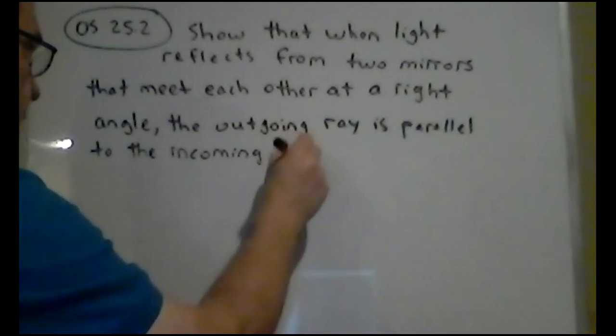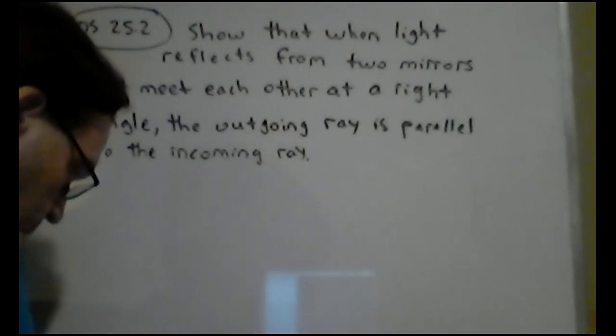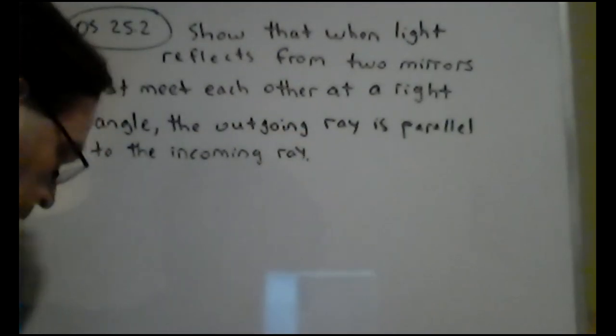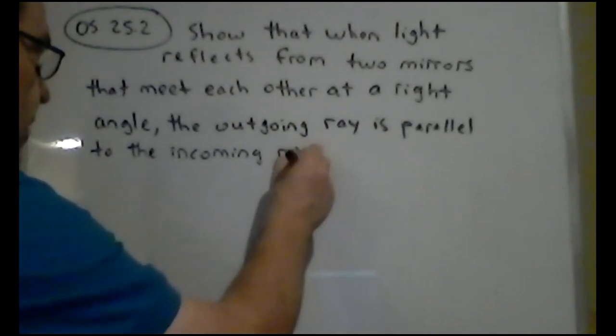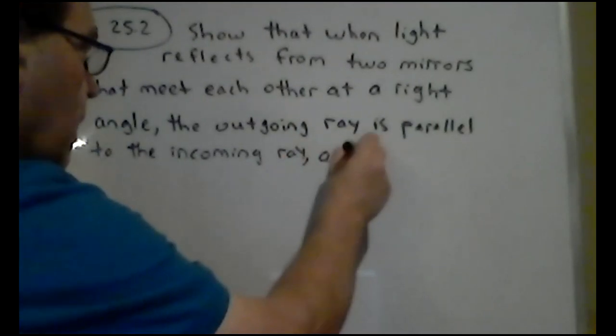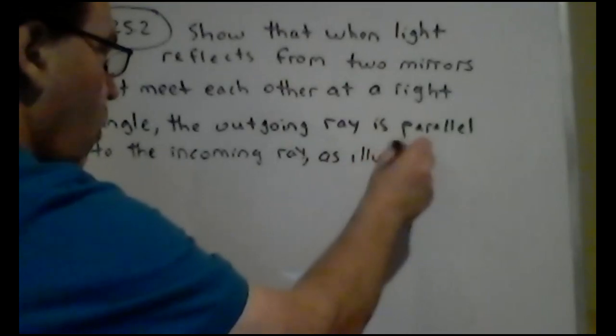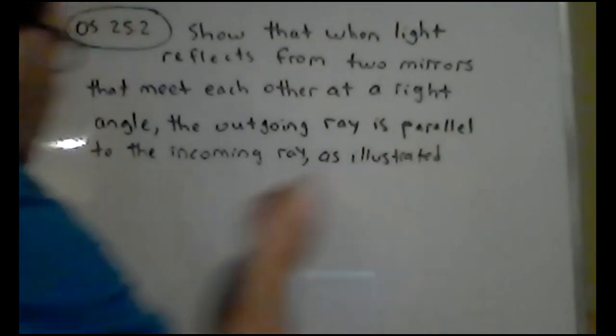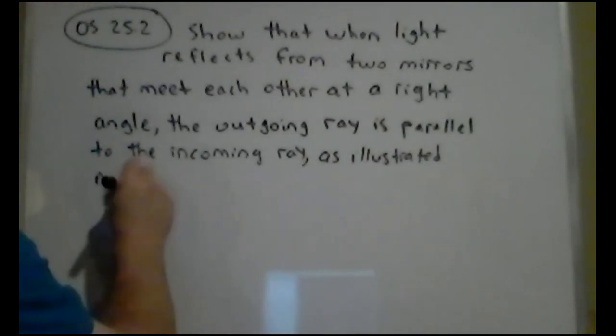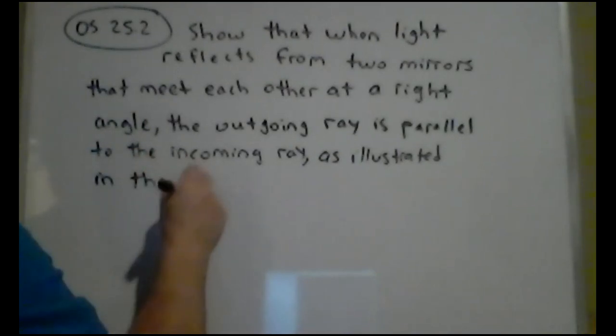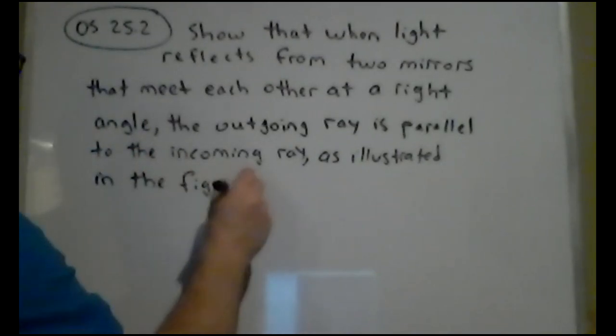And they give you a little picture here as well in the book, as illustrated in the following figure. I'll draw the figure up in a moment. It's called a corner reflector.